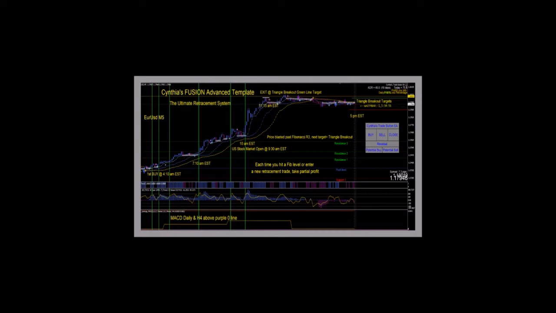So there will be more training videos which go into more depth, and especially we're going to concentrate on the Fibonacci levels, because the support and resistance is where you can take partial profit when your price hits that, or you can enter a new trade or exit a trade.